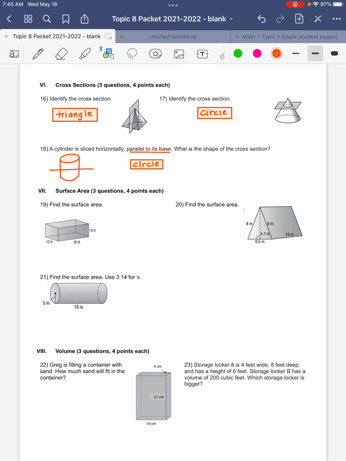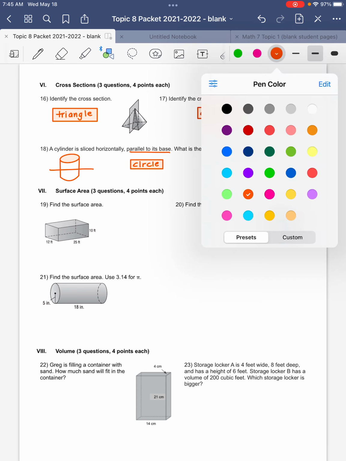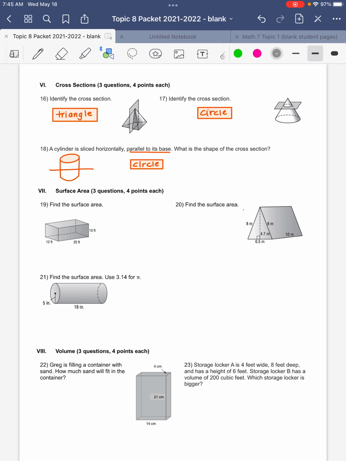Okay, let's move on to topic 7, surface area. So you will see 3 questions. They will each be worth 4 points. So let's go over surface area. So number 19, find the surface area.